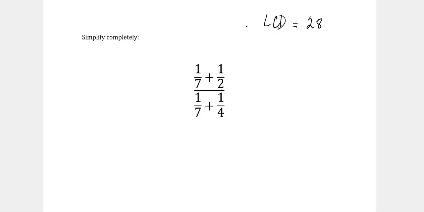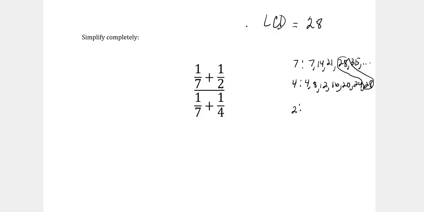Now, there are a few ways you can go about finding the LCD. If you were to list multiples of, let's say, the largest two of the three denominators, the 7 and the 4, right? Multiples of 7: 7, 14, 21, 28, 35, and so on, all right? Multiples of 4: 4, 8, 12, 16, 20, 24, 28. We can stop here since we have found the least common multiple for 7 and 4.